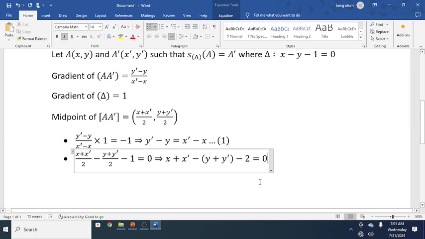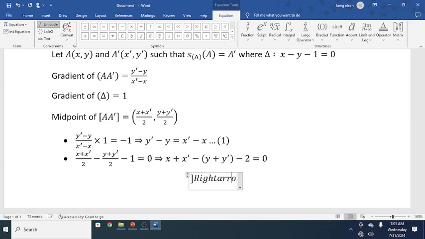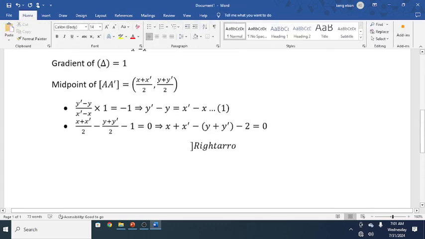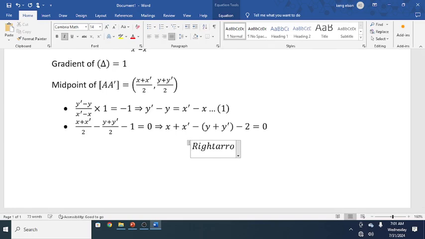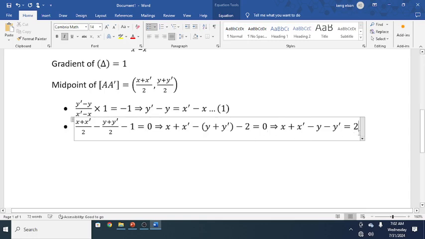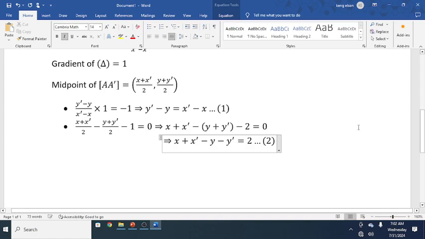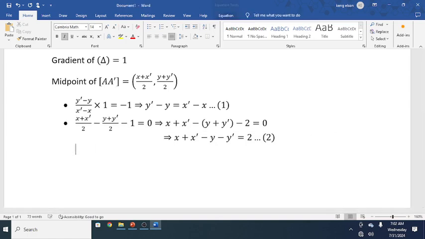Now I will try to write, so this just means that we have x plus x prime minus y prime equal to 2. Alright, this is the second equation, equation 2. Now we are going to combine these two equations together. While combining these two equations, we now see how we can relate x prime and y prime.